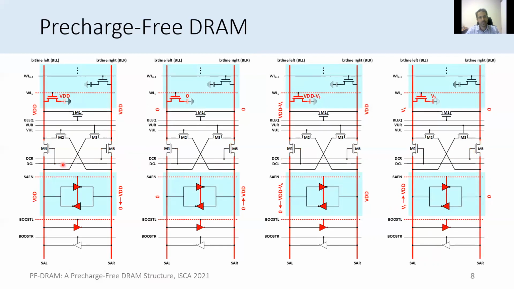After charge sharing, M4 and M5 decouple the sense amplifier from the bit lines, and the sense amplifier and one of the tri-state NOT gates are activated. This extra NOT gate boosts one side of the sense amplifier, so we will have an imbalanced sense amplifier here. And in this case, since the cell connected to BLL is accessed, the tri-state NOT gate whose input is connected to SAL is activated.